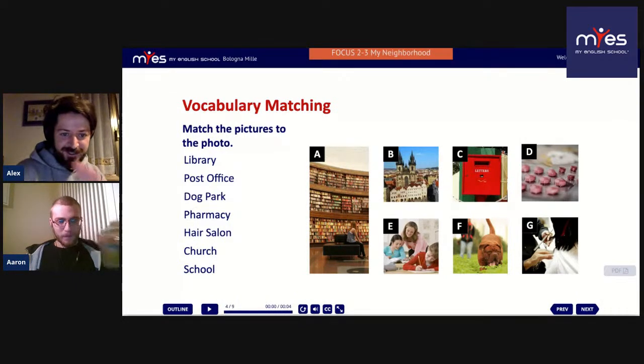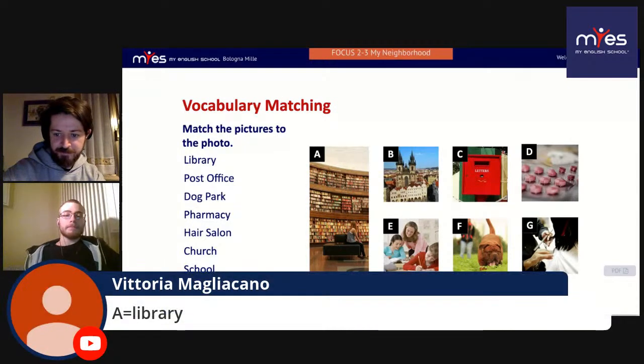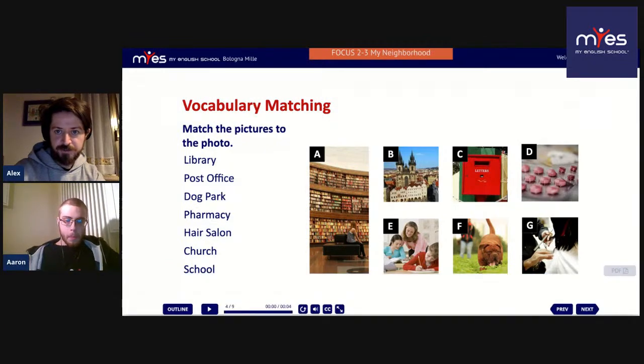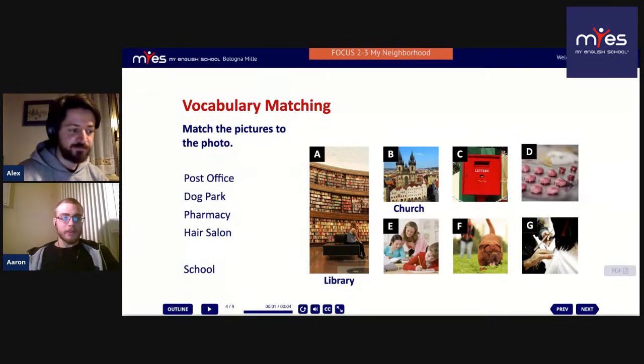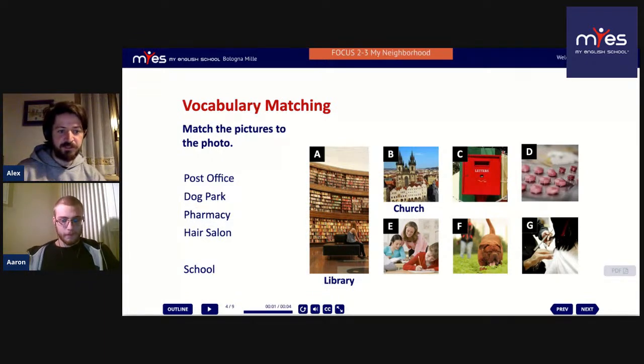Okay, so Victoria is steaming ahead. She says A is library. Very good. Excellent. B is church. Very good. Fantastic. Remember that in English, library is the place where you go to borrow a book. And then you return the book when you have finished. Okay. So we have a library and a church.